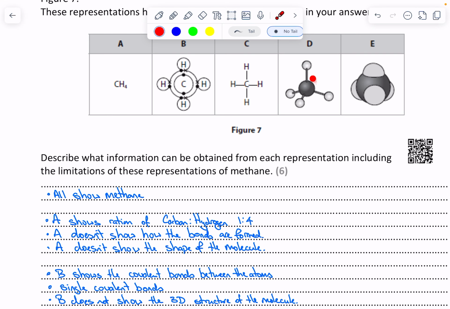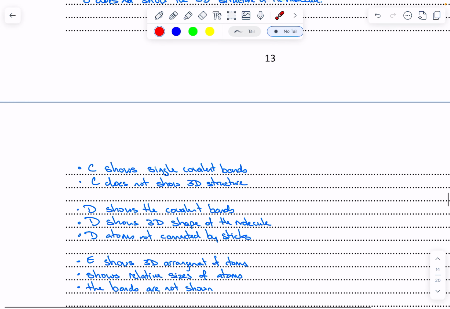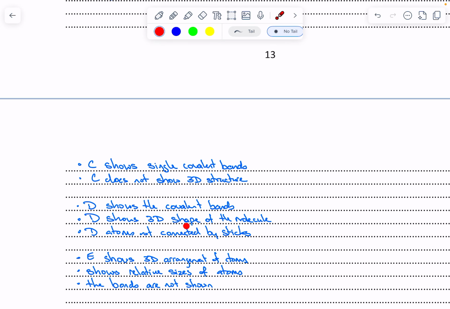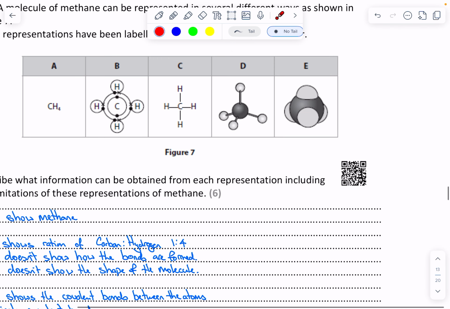D does show me the structure, and it shows me the bonds that are being formed. So D does show the covalent bonds. It does show me that 3D shape, but it shows me the atoms being connected by sticks. We know that is not right. It's just a representation. So that'd be a limit of diagram D.